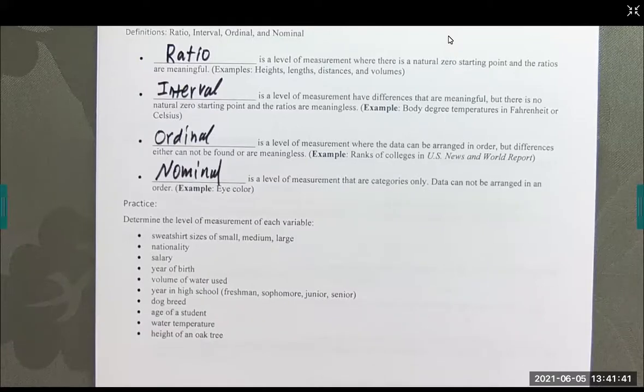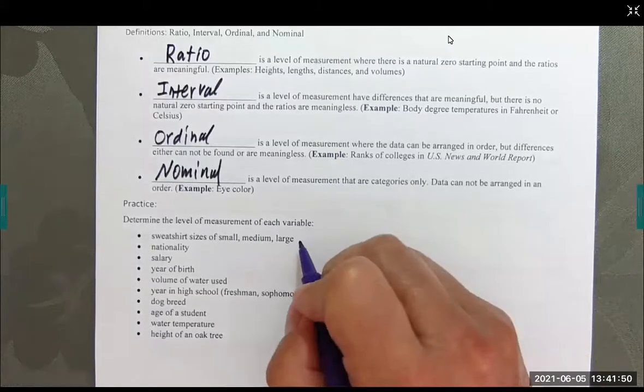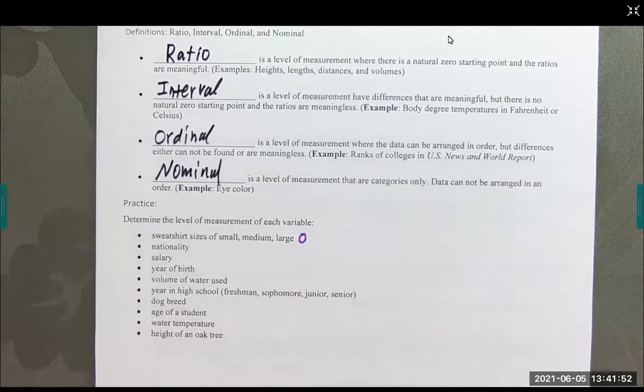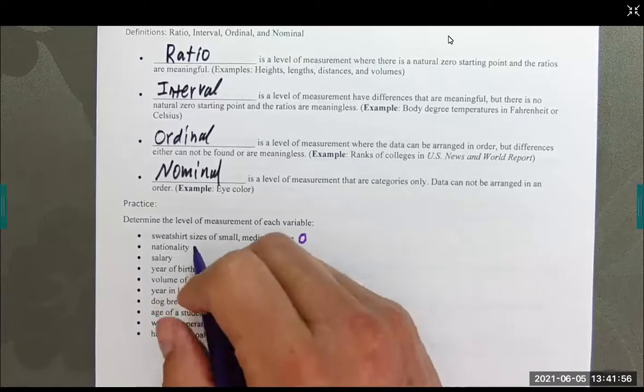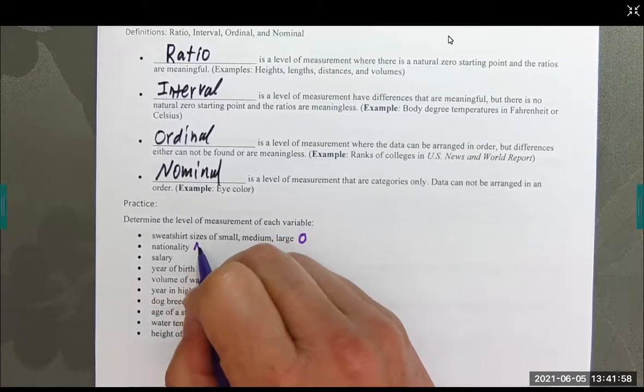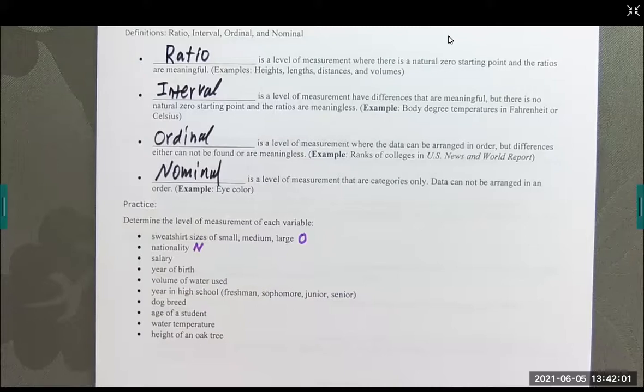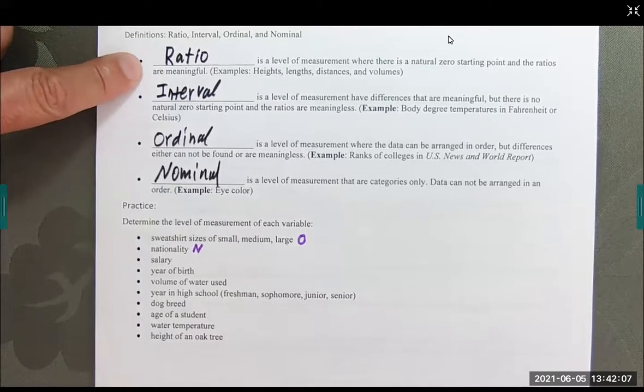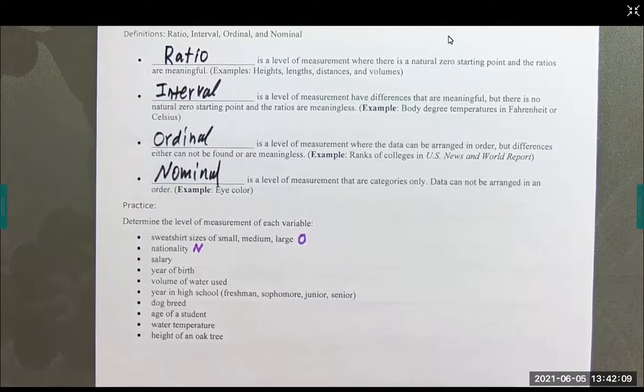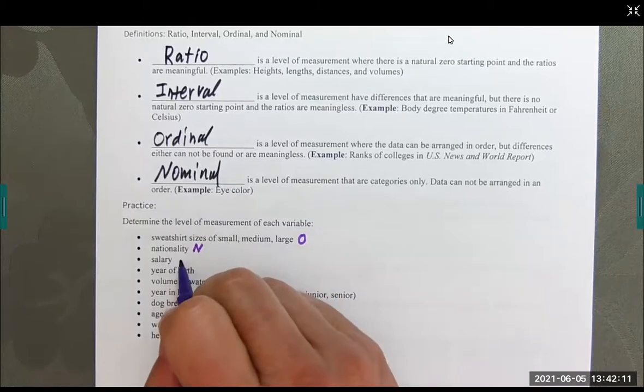Sweatshirt sizes for small, medium, and large. Now you'll notice that the order matters. So in this case, this is ordinal. Nationality. Now, there is no order for nationality. So this is nominal. Salary, as I mentioned before, salary has a natural zero, and someone can make double what someone else can make, or half, or a third. So this is definitely ratio.